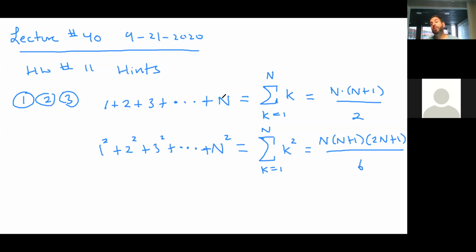And don't forget, what we really want to do is study these sums when n is getting very, very large. In fact, we want to send n to infinity. And so it's nice to have these formulas.